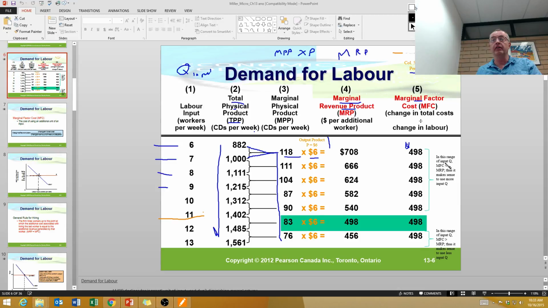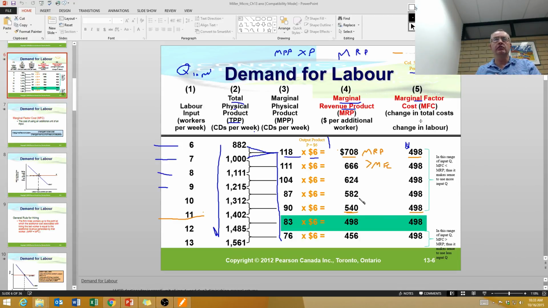So what we can see from this little diagram is that when our number of units of input is less than 11, our marginal revenue product exceeds marginal factor cost. As we hire additional units of labor, when we go from 6 to 7, our marginal revenue product is $708 per week, and our cost of the additional worker is $498. When we get up to 11 workers, the marginal revenue product for the additional worker is $540 per week, and the cost of that additional worker is $498.